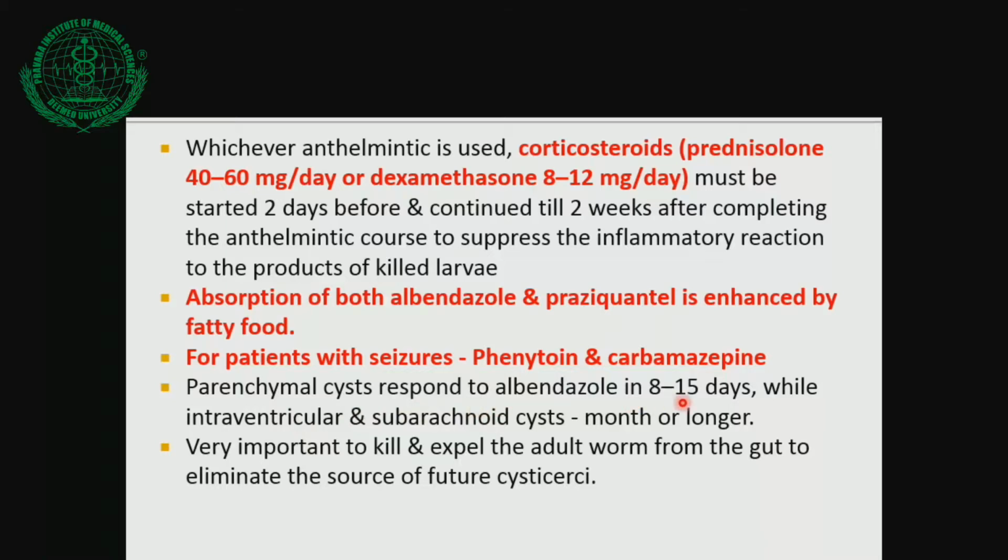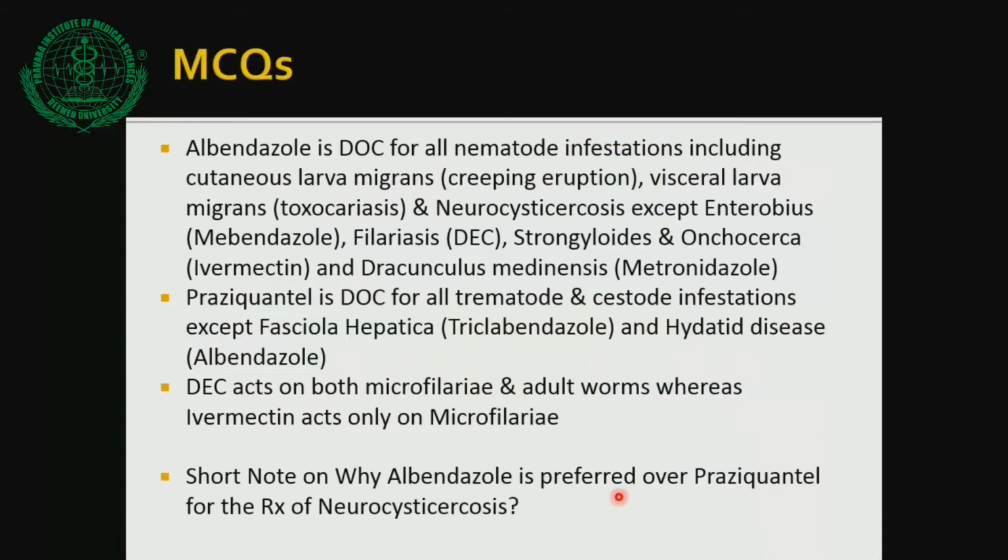Parenchymal cysts respond to the albendazole with a course of 8 to 15 days, while intraventricular and subarachnoid cysts require the month dose, that is mostly for 28 days. Very important to kill and expel the adult worm from the gut to eliminate the source of future cysticerci. So this is all about this topic, anti-helminthic drug.